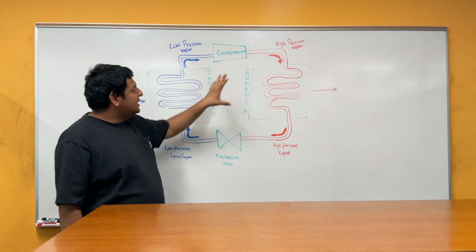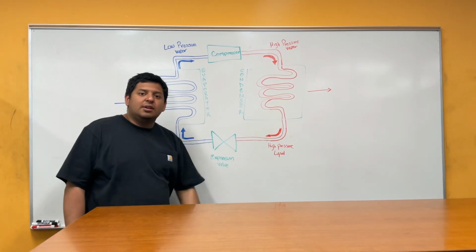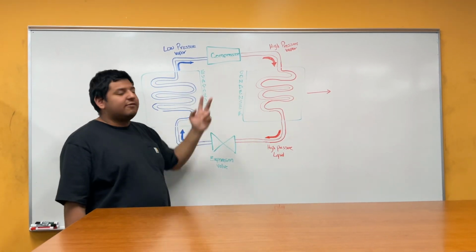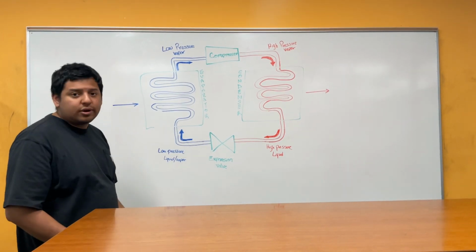This compressor is essentially the heart of this entire diagram. It's what keeps the refrigerant moving, and it's what causes the difference in pressures. This difference in pressures is what makes this entire diagram work.